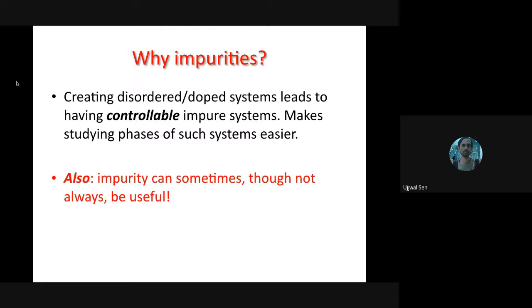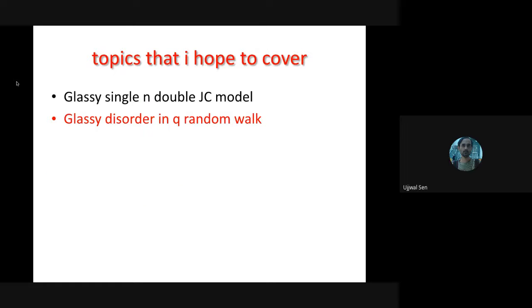So with that, we will go to my list of topics that I hope to cover. So we will discuss something called glassy systems. I will define what it means by a glassy system. And there are two types of glassy systems that we will consider. One is the single and double Jaynes-Cummings model.